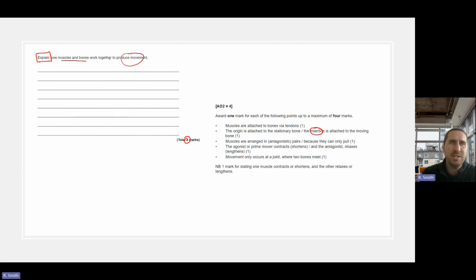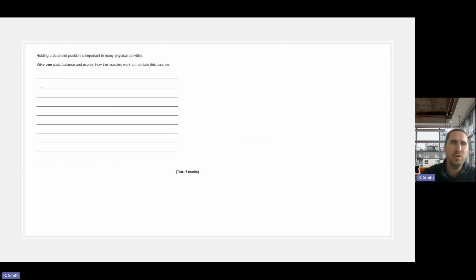So I might say that muscles work in pairs and are attached to bones via tendons. The origin is attached to the stationary bone. The insertion is attached to the moving bone. In this case, it's to the radius. It goes across the elbow joint to allow movement to take place. Muscles are arranged in these pairs so that they can pull, and the agonist, in this case the bicep, will contract because muscles can only pull, and the antagonist, in this case the tricep, will lengthen. Muscles occur across a joint.